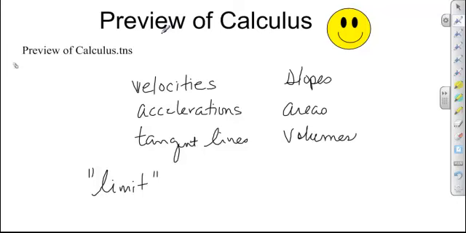Limits are covered in chapter 2, so you're about to get into limits. But basically, if we take the limiting process and we apply it to slopes, for instance, and that's what we're going to start with, then you're going to have the calculus concept of slope. If you apply the limiting process to the concept of volume, then you're going to be dealing with the calculus concept of volume.